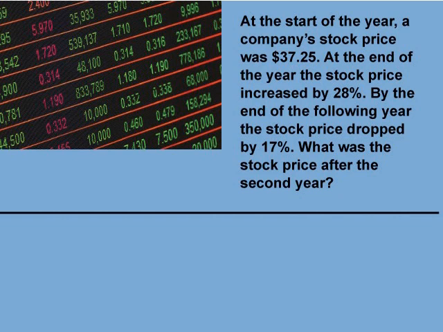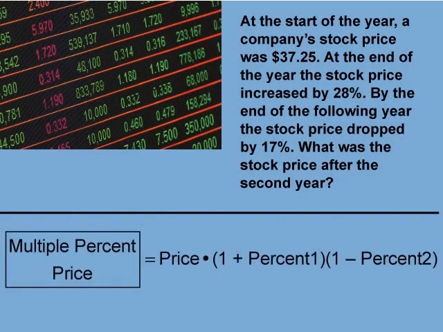In this case, we need to multiply by a percent greater than 100 and then by one less than 100. This is the formula to use. In this formula, price is the initial price of the stock. The 1 plus percent 1 is the percent increase, and the 1 minus percent 2 is the percent decrease. Let's plug in the appropriate values.